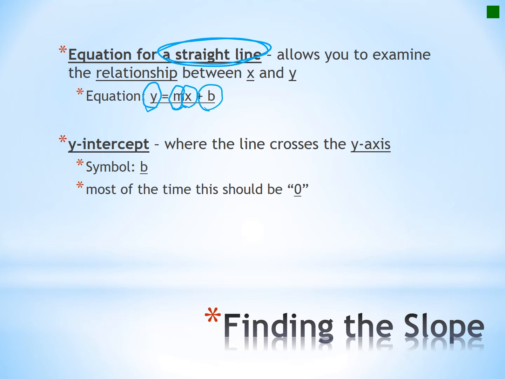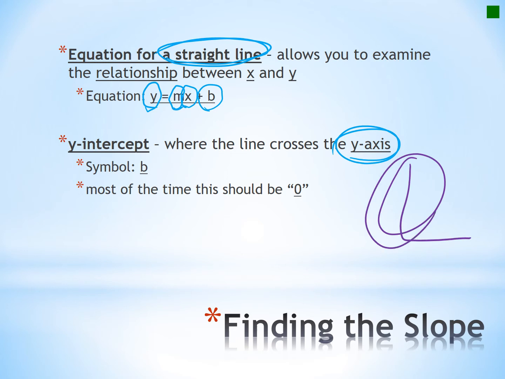So what the heck is the y-intercept? Well, the y-intercept is where the line crosses your y-axis. Which one's your y-axis? This guy is your y-axis. So wherever that line crosses over, this data point right here would be your y-intercept. Its symbol in the equation is b. Most of the time for science, it is going to be 0. It is not always though, so don't force it there, but it typically ends up there.